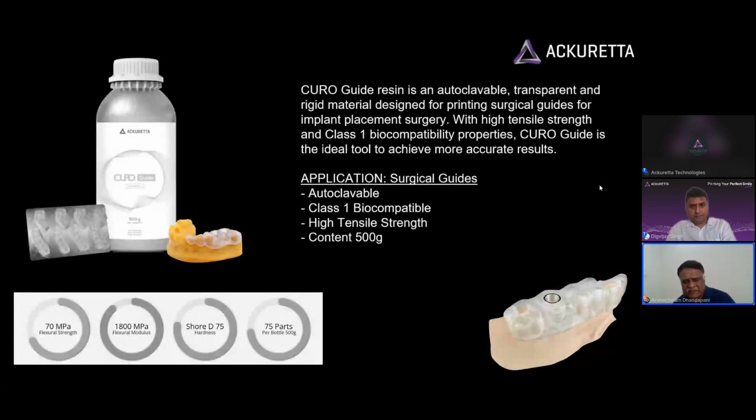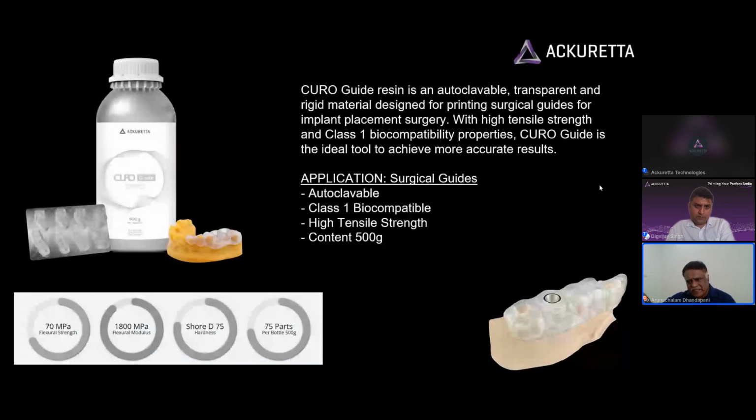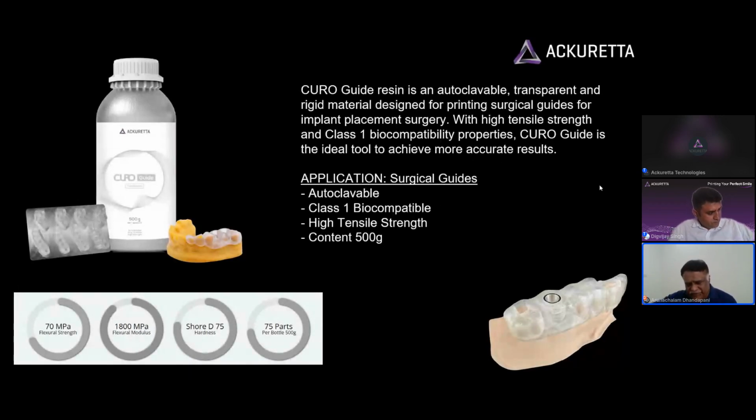So all of these things are very, very significant as far as printing is concerned. The surgical guide by themselves is an autoclavable transparent guide. Autoclavability is a very, very important property, especially because you're going to use this right at surgery. It also has very good high tensile strength. There is a possibility, if you're not careful during the implant placement, that you stretch and tug at the guide, and if the guide doesn't have enough strength, then it can break.